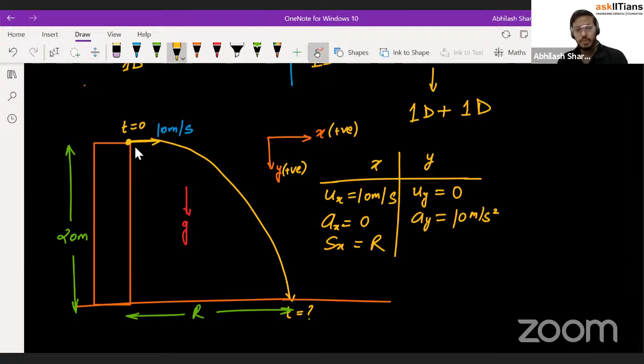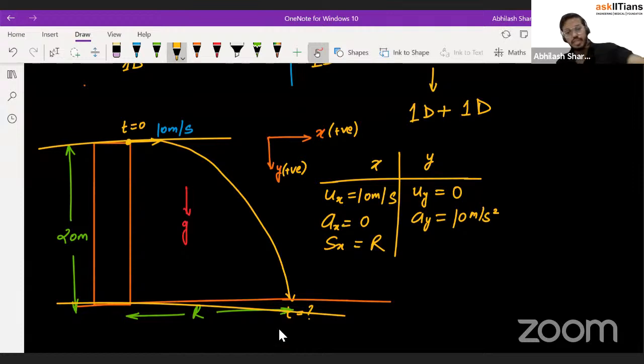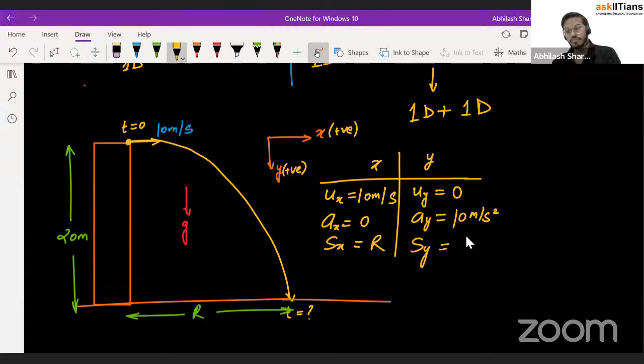And what about the displacement along the Y direction? How much did the particle move vertically? 20 meters, the height of the building. From this height, it has come down to this height. So it reduced its height by 20 meters, isn't it? So our displacement along Y is 20 meters, and positive only because I have taken downward as positive.